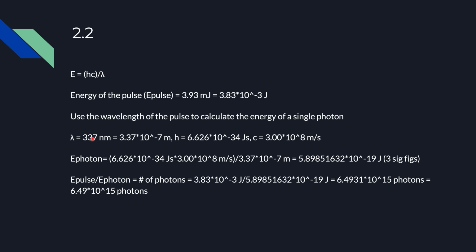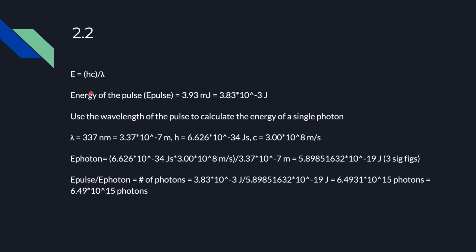So the wavelength is 337 nanometers, or 3.37 times 10 to the negative 7 meters. Planck's constant, which is h, is equal to 6.626 times 10 to the negative 34 joules times seconds. The speed of light, which is c, equals 3.00 times 10 to the 8th meters per second. For the energy of the photon, you just plug this all in, hc over lambda, and you get 5.8985 and so on, times 10 to the negative 19 joules. Remember, this is in 3 sig figs since the wavelength is 3 sig figs.